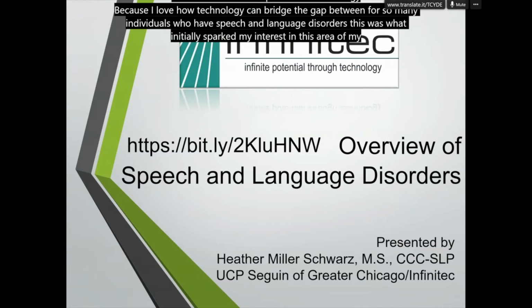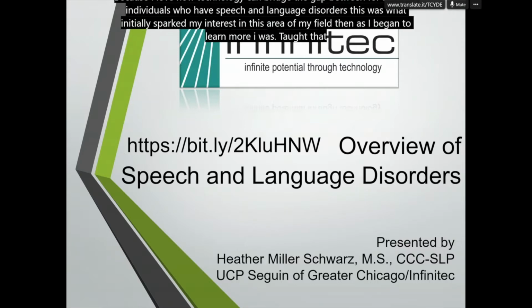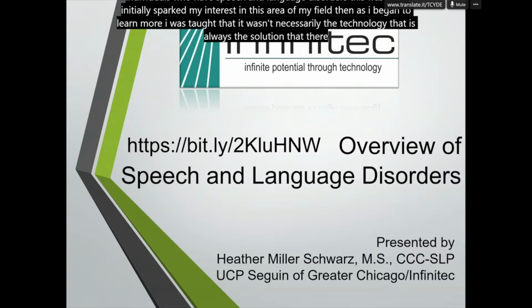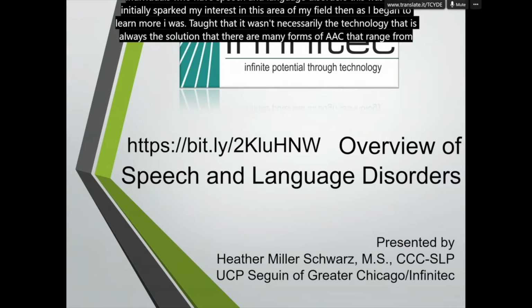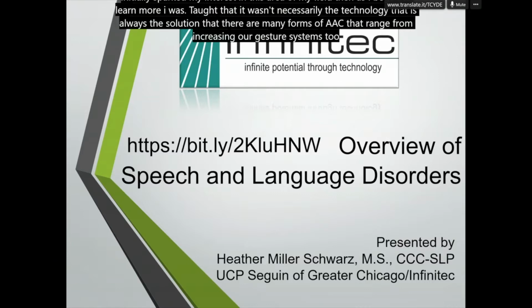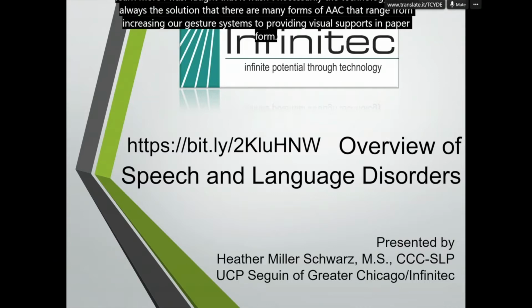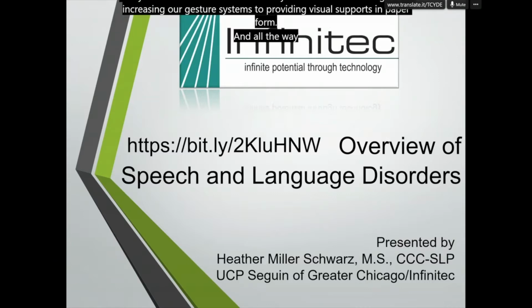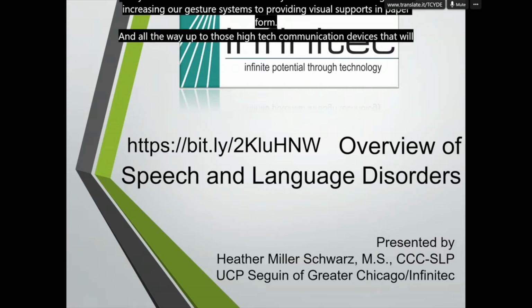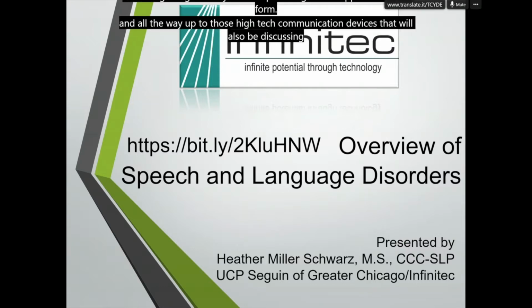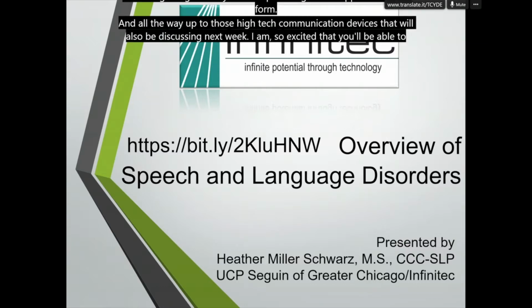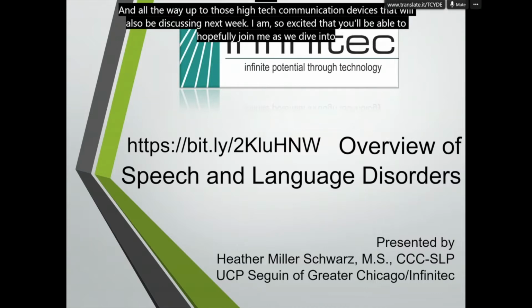And as I began to learn more, I was taught that it wasn't necessarily the technology that is always the solution, that there are many forms of AAC that range from increasing our gesture systems to providing visual supports in paper form, and all the way up to those high-tech communication devices that we'll also be discussing next week. I am so excited that you'll be able to hopefully join me as we dive into these topics within the next month or so.